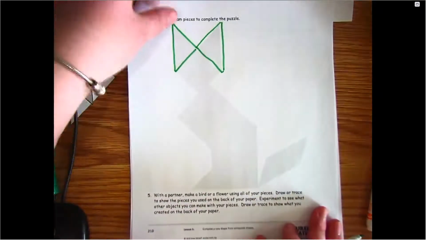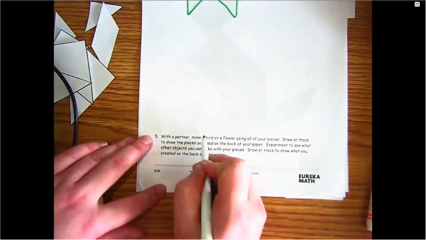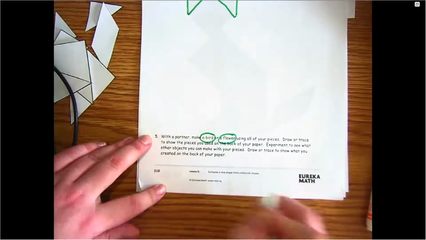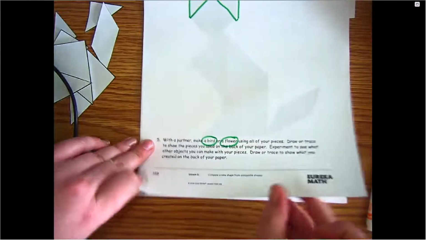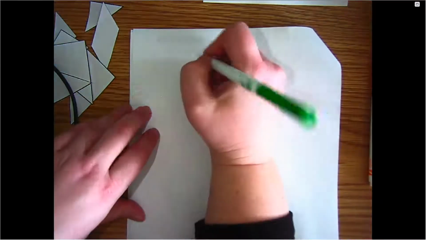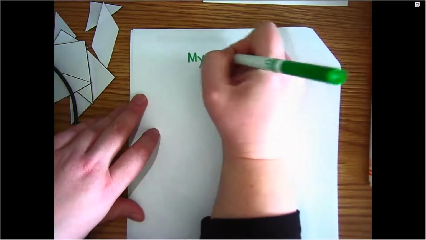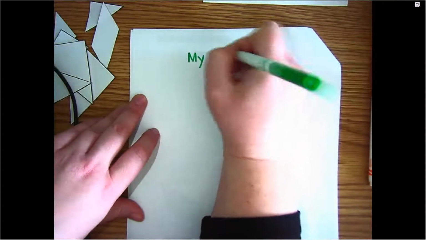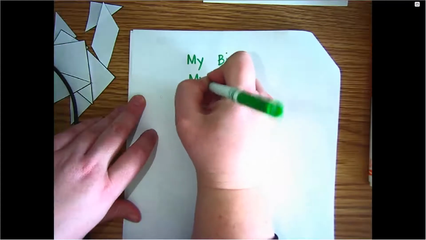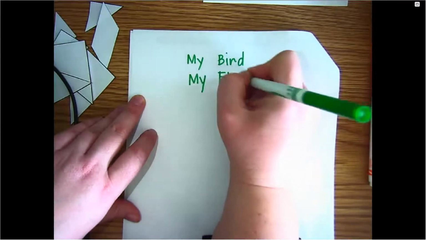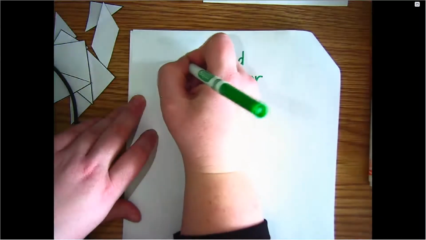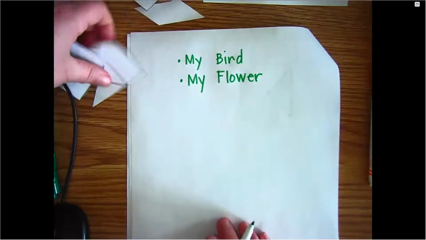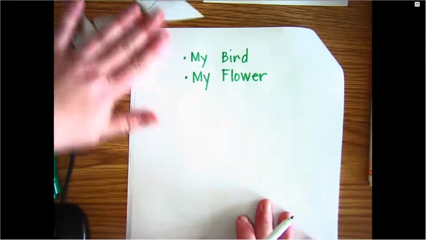Number 5 says with a partner, make a bird or a flower using all of your pieces. Draw or trace to show the pieces used on the back of your paper. So you're going to do that on the back of this paper. You are either going to label it my bird or my flower. And you are going to use the shapes to make your own and then trace them neatly, okay? You pick which one. You can pick my bird or my flower, whichever one you're going to make with these shapes. You're going to do that right here and then trace them.